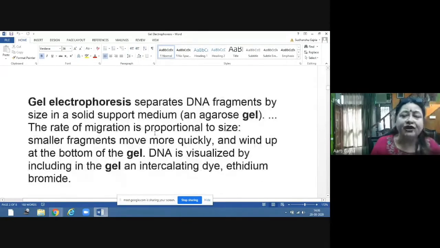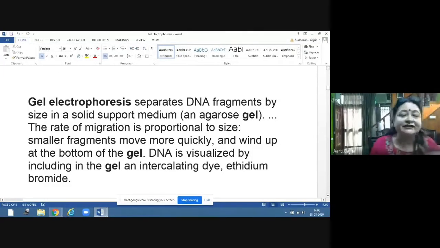Gel electrophoresis separates DNA fragments by size in a solid support medium, which is agarose gel. The rate of migration is proportional to size. Migration is movement, so the rate of movement of DNA fragments is proportional to size. The smaller fragments will move quickly and move farther, and the bigger fragments will move slowly and will not move to larger distances. So smaller fragments move more quickly and wind up at the bottom of the gel.